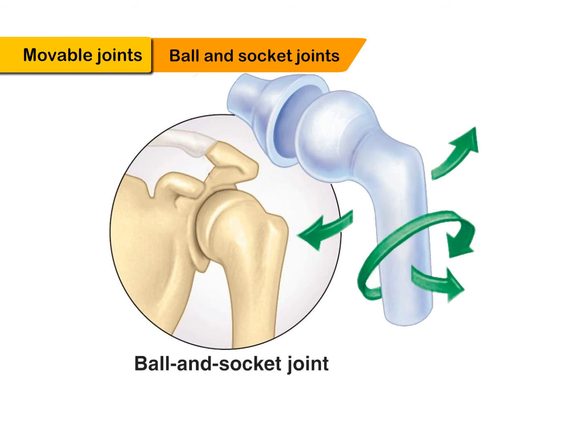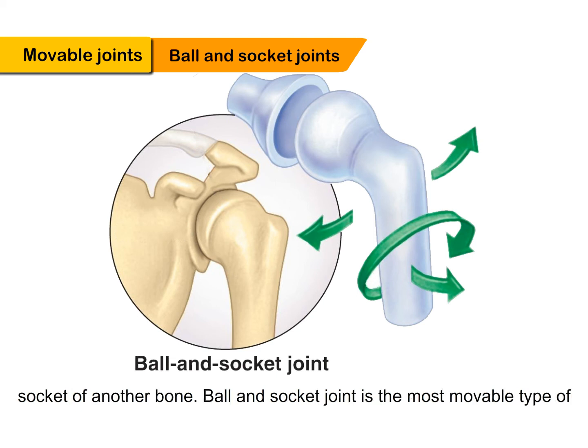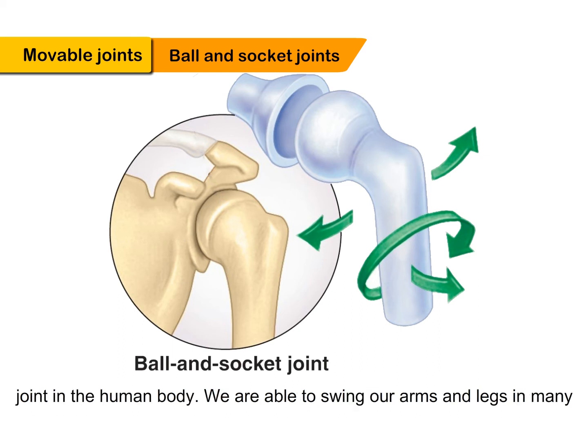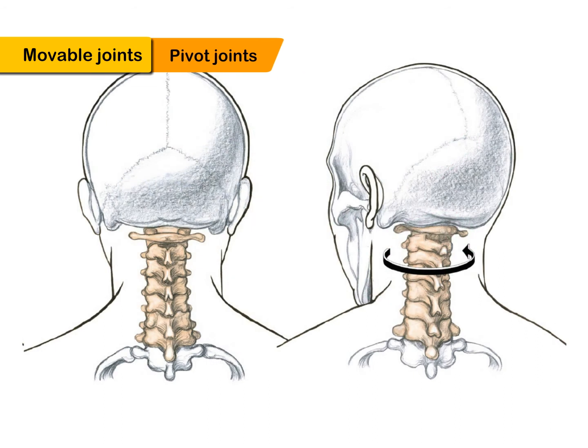Ball and socket joints. These joints have one end round like a ball, the end of which fits into the socket of another bone. Ball and socket joint is the most movable type of joint in the human body. We are able to swing our arms and legs in many different directions because of these joints.